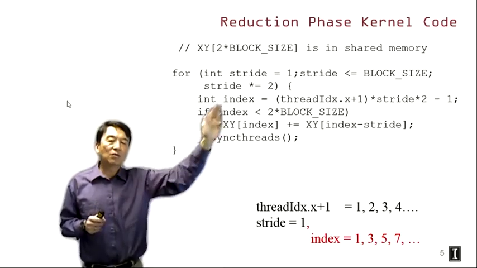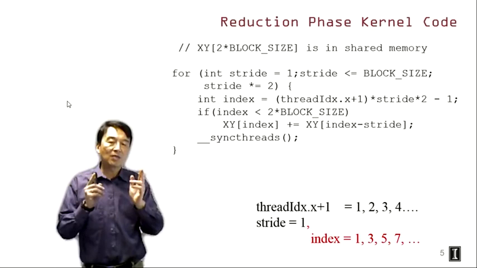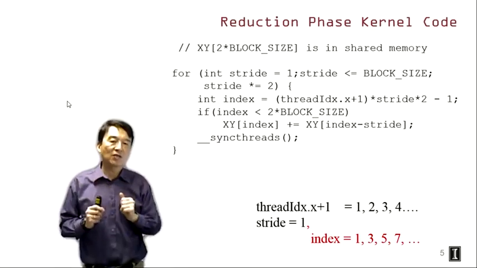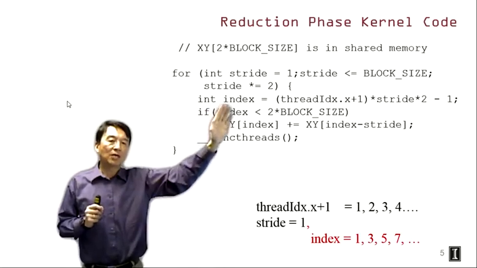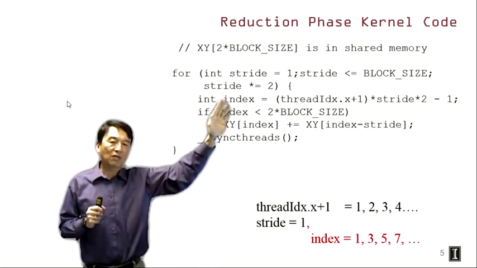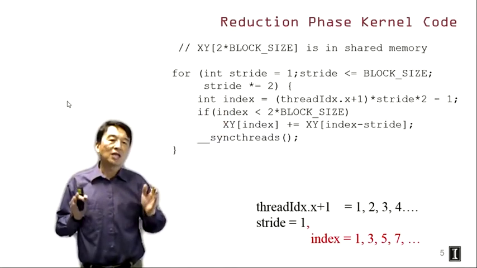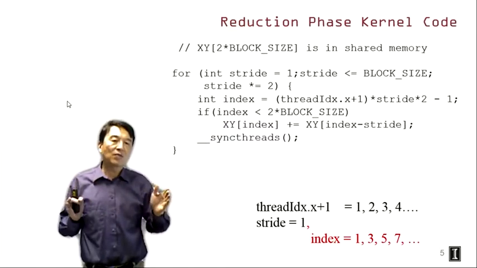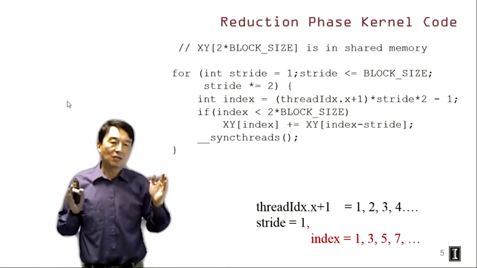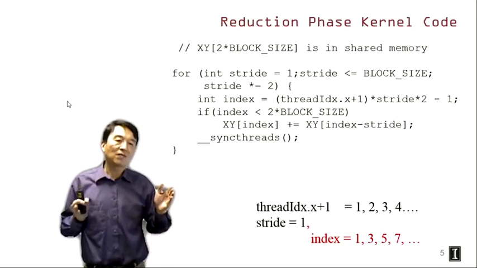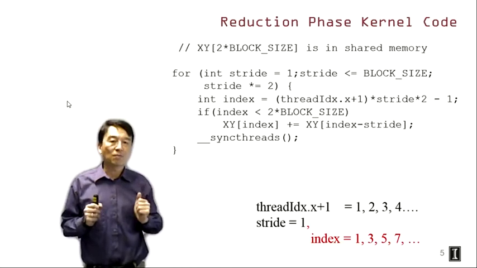We will start with stride 1 because that will give us the pairwise addition in the first iteration. And then we will double the stride after every iteration. We will iterate until the stride is equal to the number of threads in the thread block, or half the number of data elements in the section.